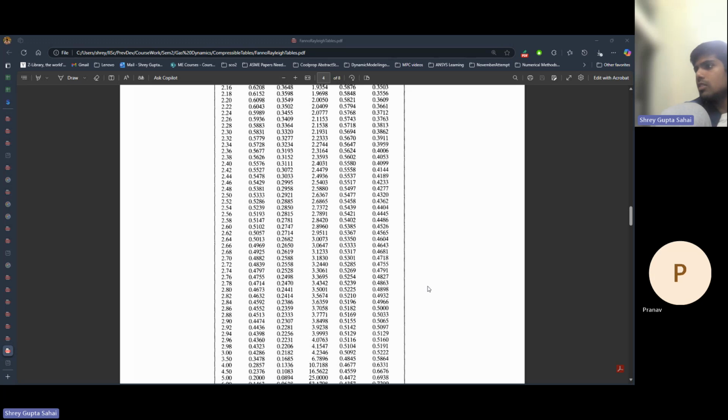So what I was saying was, no, you're not able to see it now. Wait. I'll share my screen. Can you see the table now? Yeah, yeah. I'll share my screen.